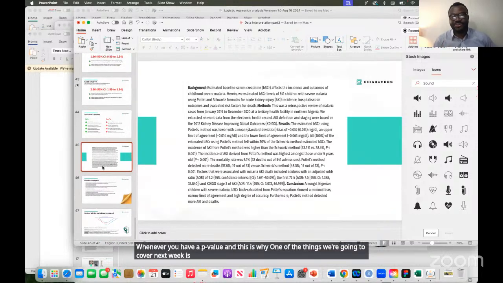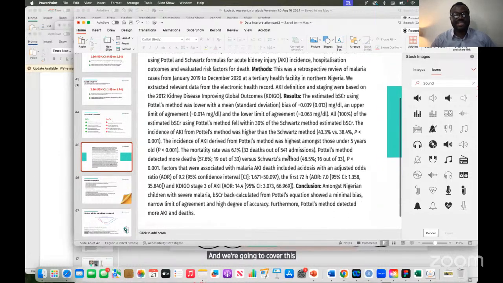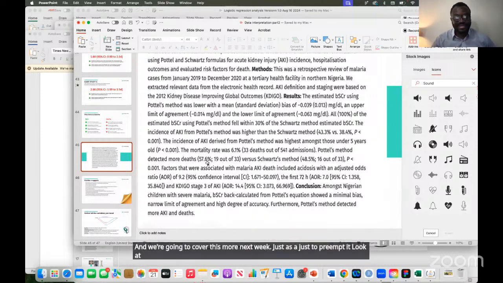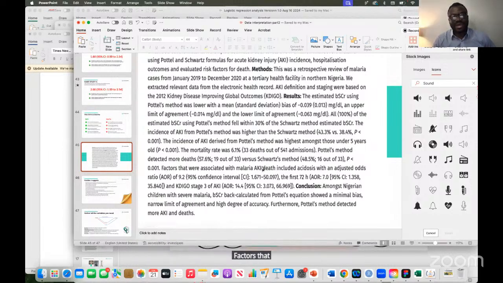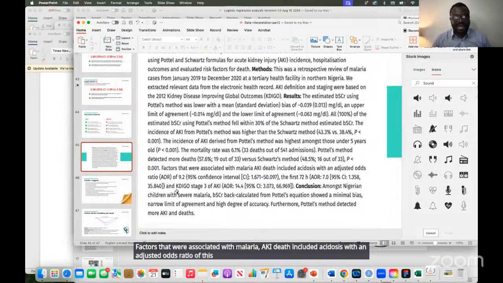the wrong use of language in reporting findings. We're going to cover this more next week, but just to preempt it, look at statements like this. It says that, let me find the exact place. Okay, factors that were associated with malaria AKI death included acidosis with an adjusted odds ratio of this, and KDIGO stage 3. Okay, that is not a very useful statement.